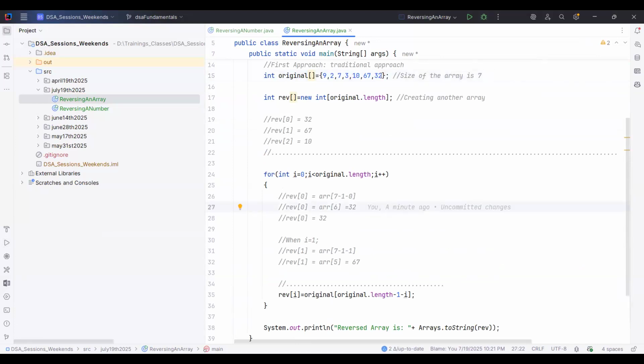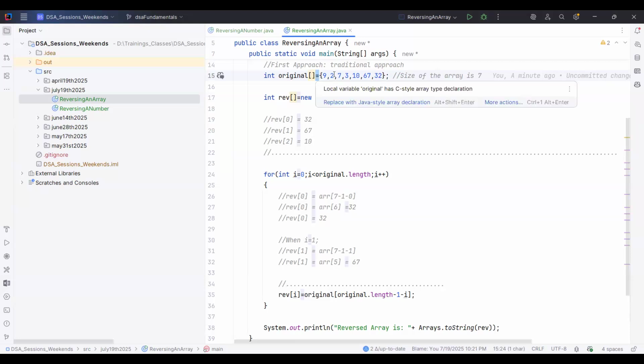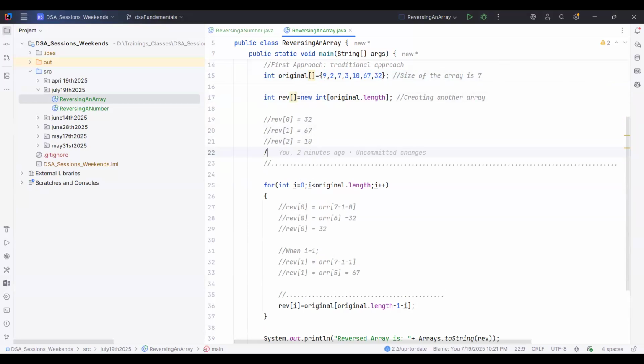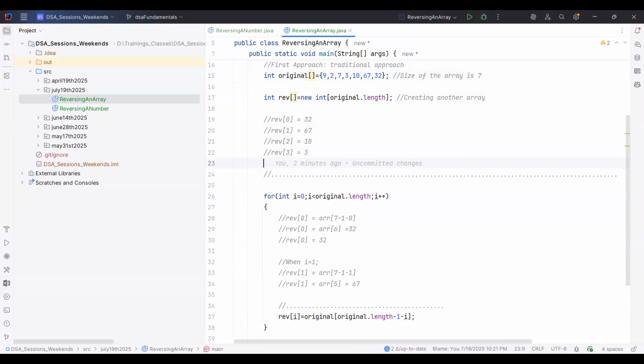So Sumit, understand this about arrays. Whenever we are dealing with arrays, we go on the basis of index-based position. When I say reversing an array, you have to come from right to left. The value 32 should be at the 0th position. The value 67 should be at the first index position. The value 10 should be at the second index position. The value at the third index position should be 3. Got it, Sumit? Yeah, Raf. This is the expectation that we have from the array.